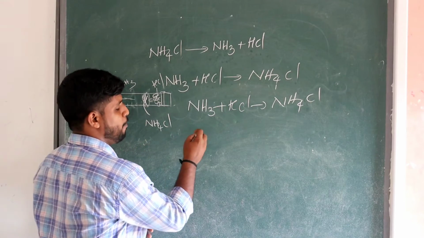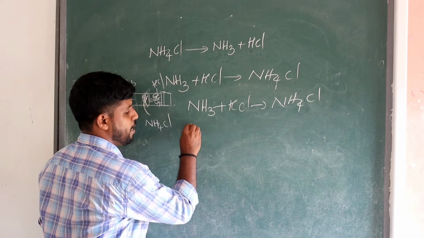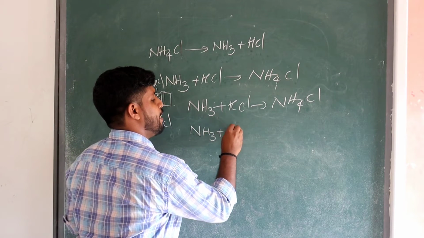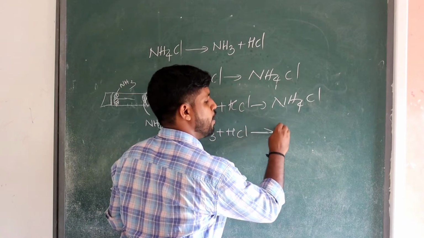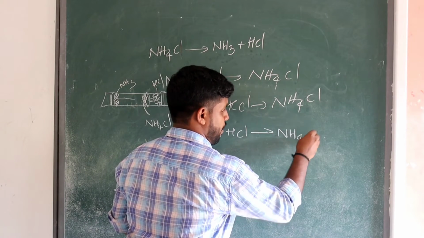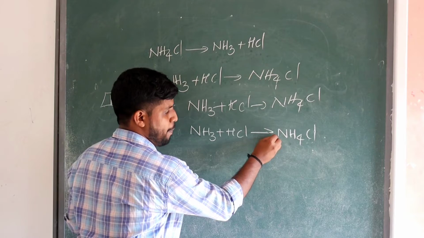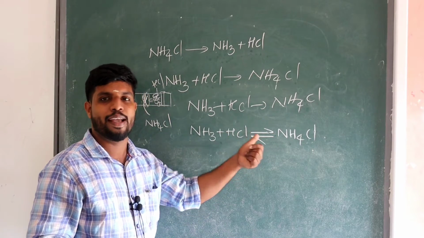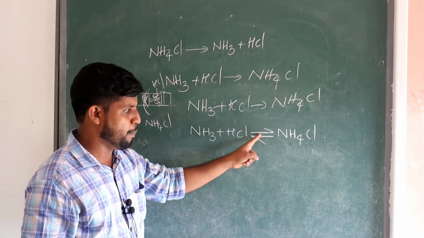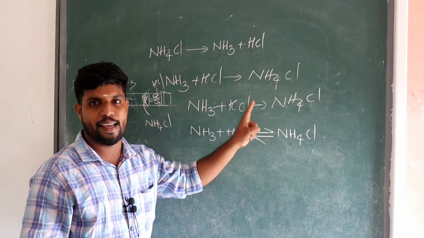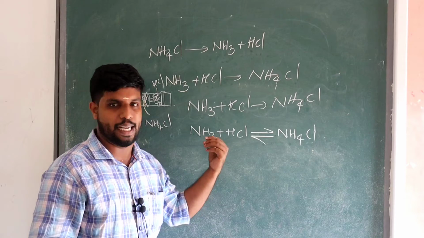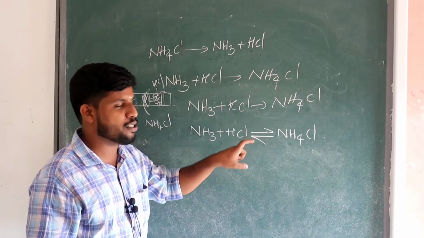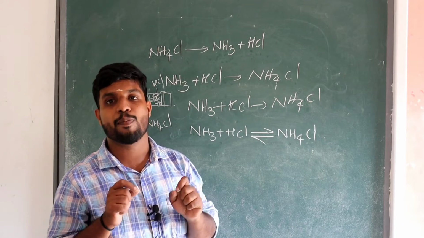So such types of reactions we can simply represent like this: NH3 plus HCl gives NH4Cl. When you heat NH4Cl, what happens? NH4Cl is decomposed into NH3 and HCl. So this simply implies the reaction takes place in both directions, the forward direction and the backward direction. Such types of reactions are known as reversible reactions.